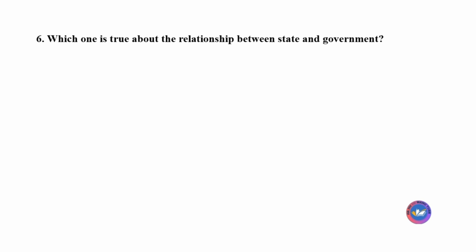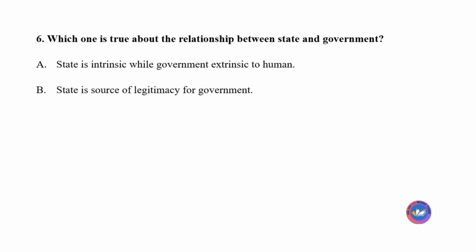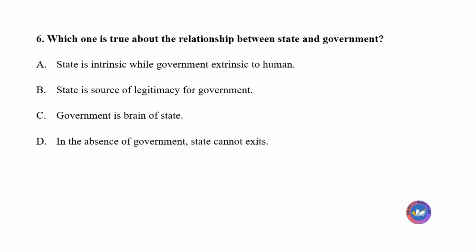Question number 6. Which one is true about the relationship between state and government? A. State is intrinsic, while government is extrinsic to human. B. State is source of legitimacy for government. C. Government is brain of state. D. In the absence of government, the state cannot exist. E. All.